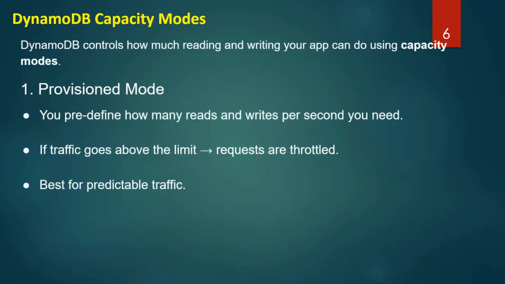Now, coming to capacity mode. The capacity mode basically means that DynamoDB controls how much reading and writing your app can do. One of the capacity modes is provisioned mode. You predefine how many reads and writes per second you need, and if the traffic goes above the limit, then the requests are throttled. It is best used for predictable traffic.